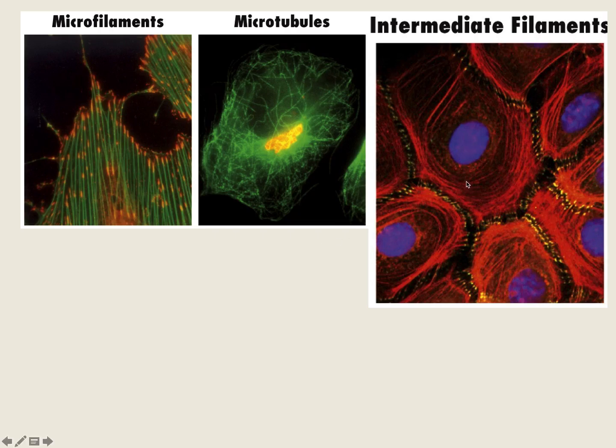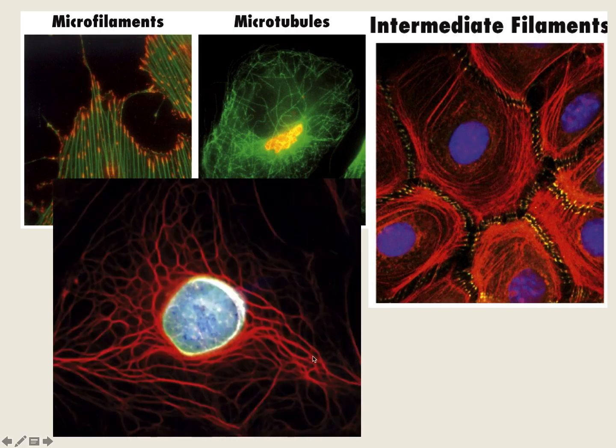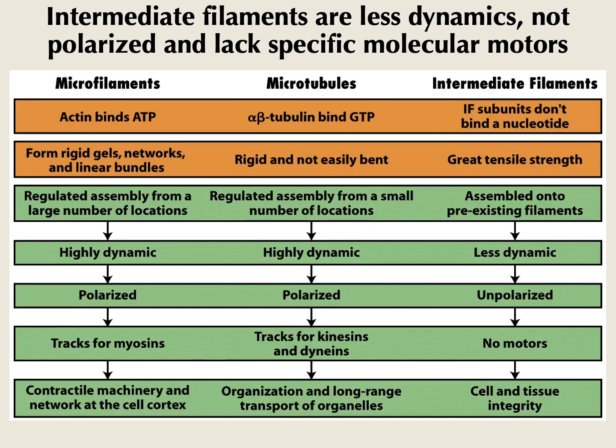So here are a few examples of them in cells. And as you see, they reach out all across, and they're extremely stable compared to microtubules, compared to actin. So they contribute to the physical integrity of cells over time, right? But they are somewhat less dynamic, not polarized, and they don't serve as tracks for known molecular motors. So like I said, it's more about cell and tissue integrity, like the scaffolding.